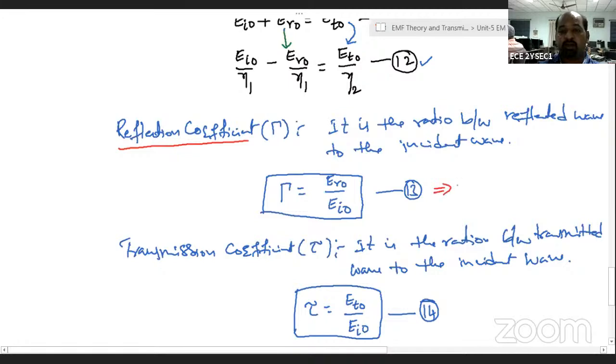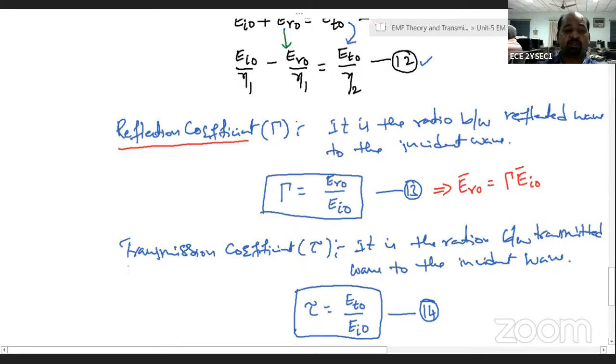So from this we can write reflected electric field is equal to reflection coefficient into the incident electric field, right? So this is the relationship between ER and EI, right? So therefore, reflected wave can be calculated. If we know reflection coefficient, we can determine reflected wave, reflected electric field we can calculate.